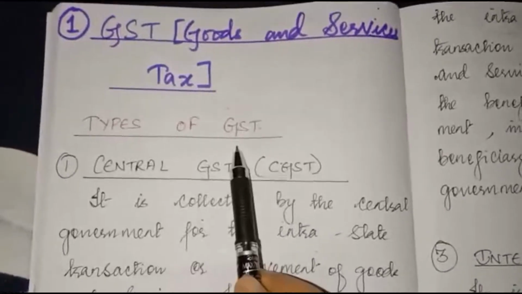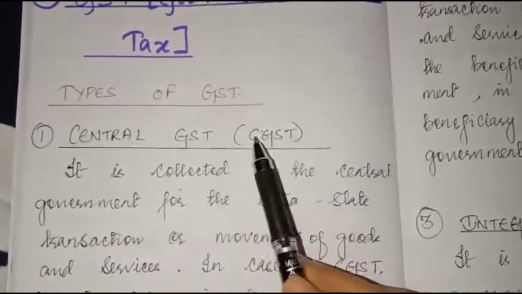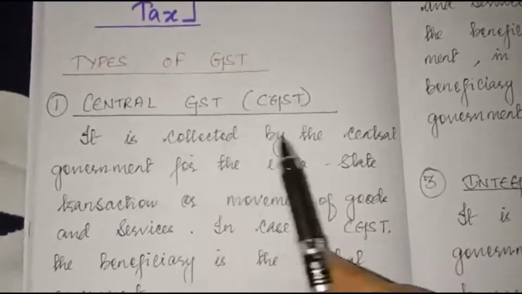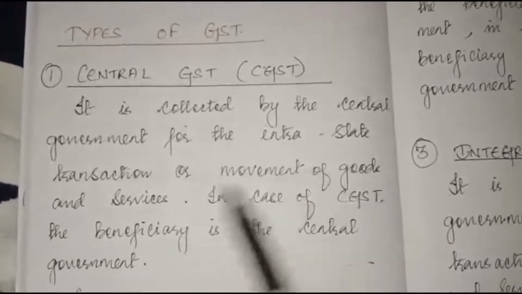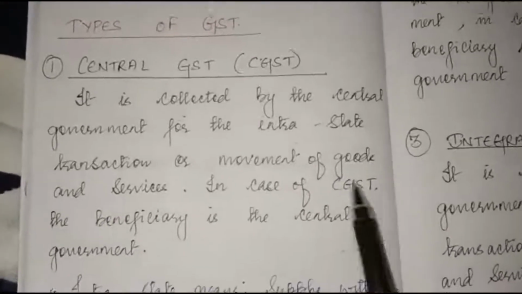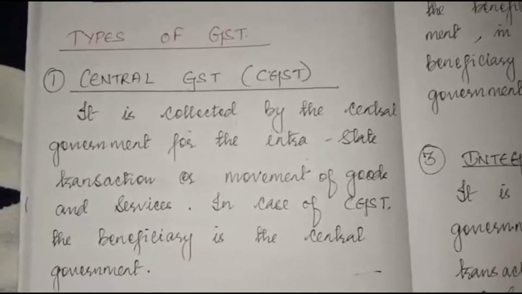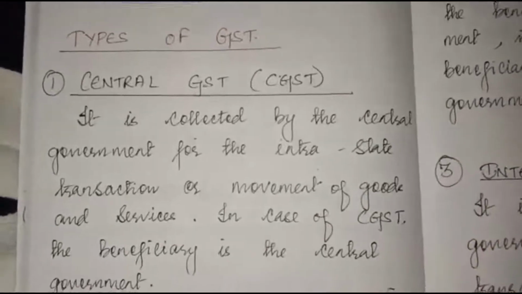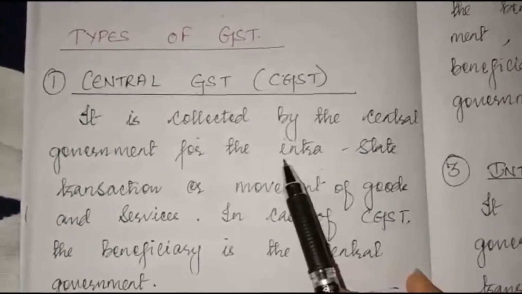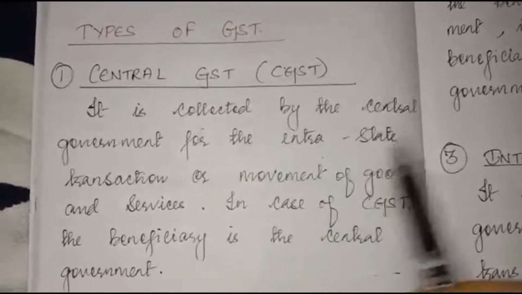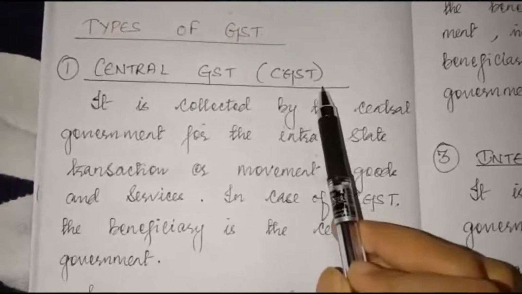So types of GST, okay, we need these types of GST. Number one is central GST, in short form CGST. It is collected by the central government for the intrastate transaction or movement of goods and services. In case of CGST, the beneficiary is the central government. When the transaction or the movement of goods is taking place in one state only, from one place to another within one state, that is called intrastate movement, intrastate transaction. In that case, the tax will be collected by the central government, CGST.